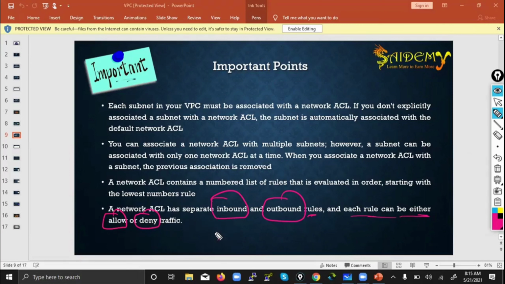So they're saying NACL has inbound and outbound rules. Okay, that is the first one. The second thing is, in inbound also you can define allow or deny. In outbound also you can define allow or deny. That is what they're trying to say.